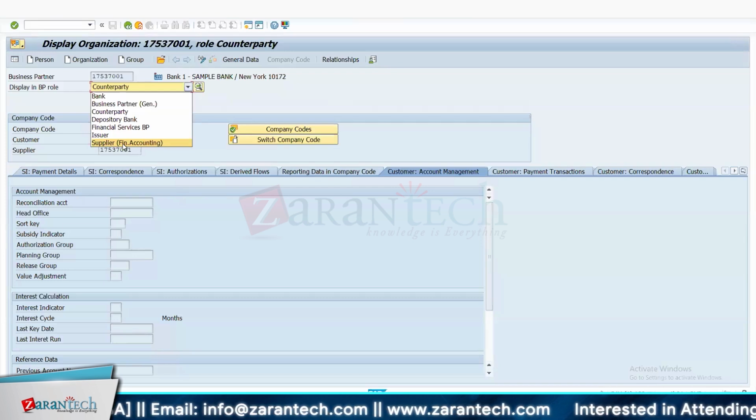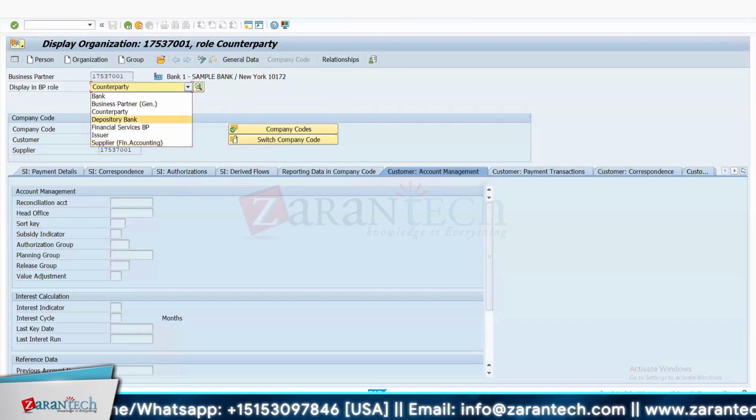It depends on the module that you're actually working on. For example, if you're working on accounts payable, then the vendor master will be used. If you're working on accounts receivable and you want to generate a customer billing, then the customer role will be used. If you're working on the transaction manager, counterparty will be used. Someone asked a question about the depository bank. If you're working on a bond or security, then depository bank will be used. So depending on the module that you're using in SAP, different roles will be used.